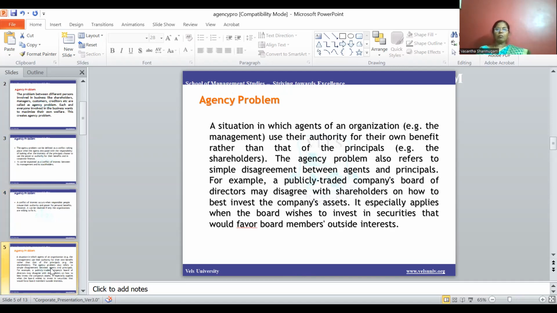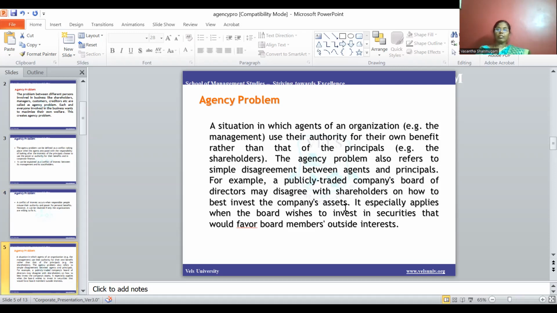So under which circumstances may the agency problem happen? It is a situation in which agents of an organization, for example the management, use their authority for their own benefit rather than that of the principal, for example the shareholders. The agency problem also refers to simple disagreement between agents and principal. For example, the board of directors of a publicly traded company may disagree with the stockholders on how to best invest the company's asset.